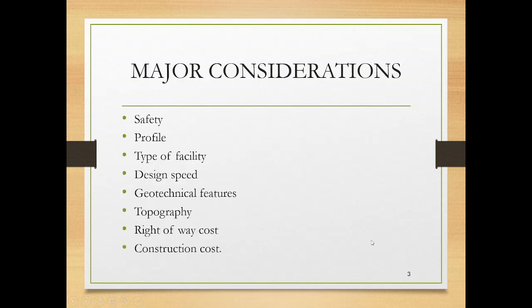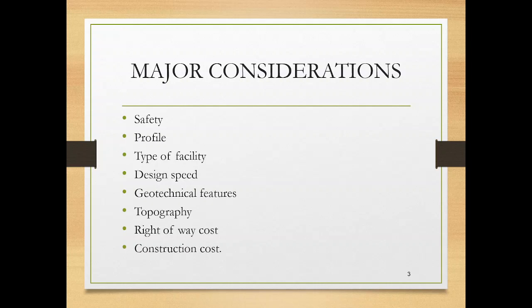So these are the major considerations of our highway design or the horizontal alignment. Number one is safety, that you know. Safety first, right? Safety first in the sense that a road should be safe. You can have a very costly road, but if it is not safe, if there are so many black spots, that is of no use. So one of the major considerations of a highway is safety.